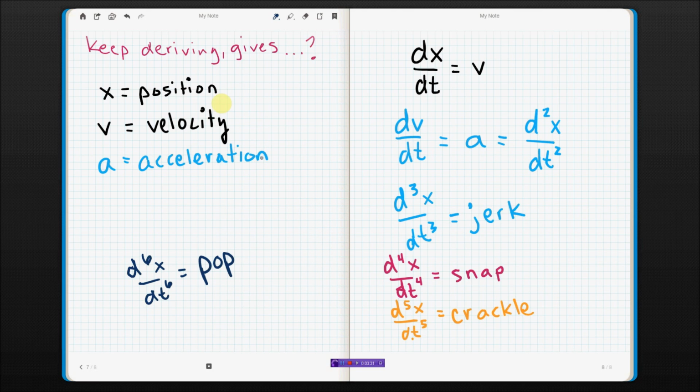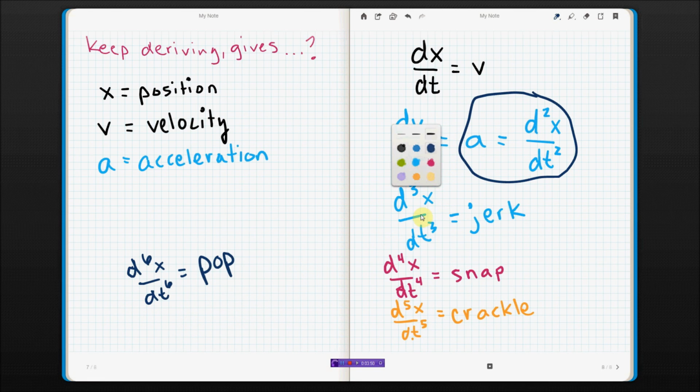Okay? So position is where you're located. First derivative of position is velocity. Second derivative of position is acceleration. Third derivative, jerk. Fourth derivative, snap. Fifth derivative, crackle. Sixth derivative, pop. We only care about these.